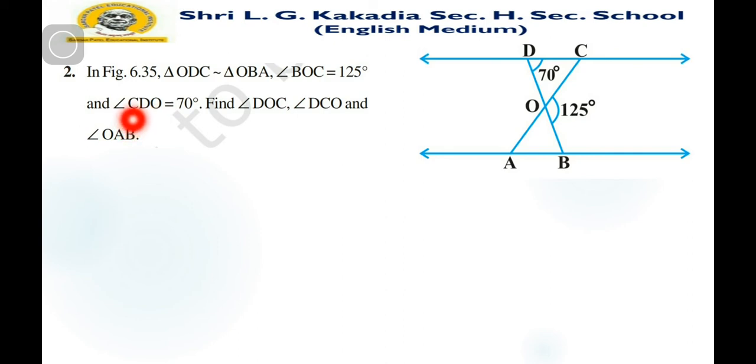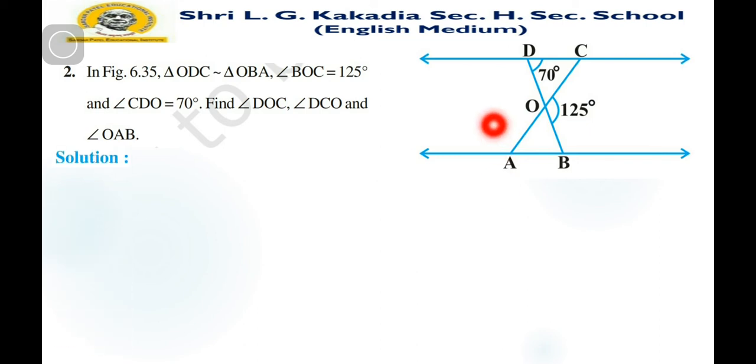Angle CDO is 70 degrees, and then find angle B. Here it is also given that angle BOC is 125 degrees. So find angle DOC, angle DCO and angle OAB.